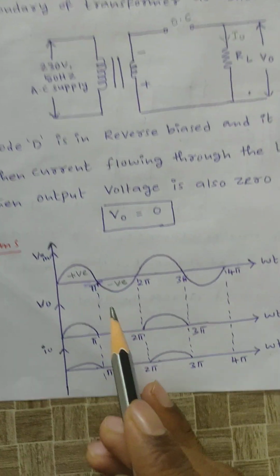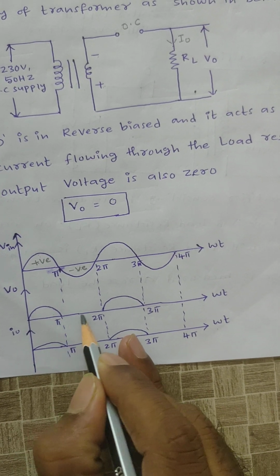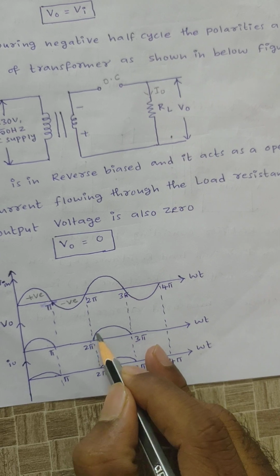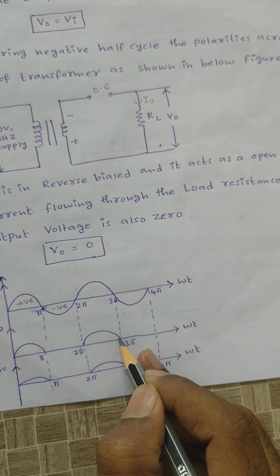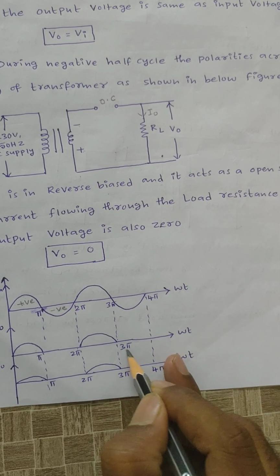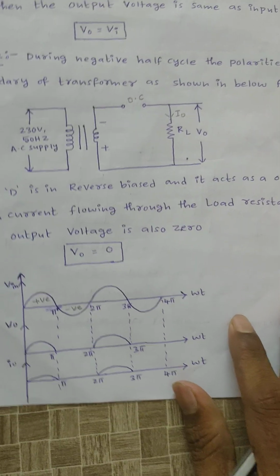That will be observed here. The output voltage will be 0. Again this will be repeated, right? Again positive half cycle, the diode is in forward bias. It acts as a closed switch. Output voltage will be same as input voltage. Again negative half cycle, output voltage will be 0.